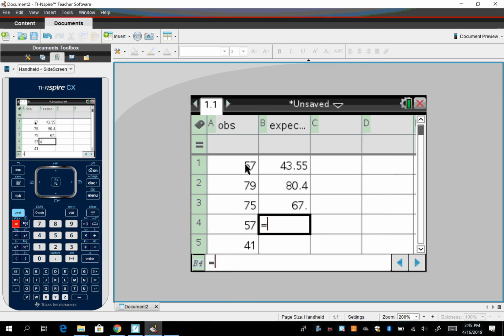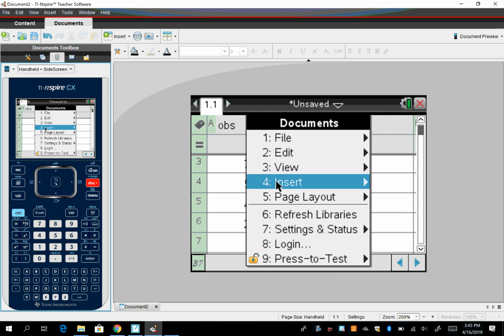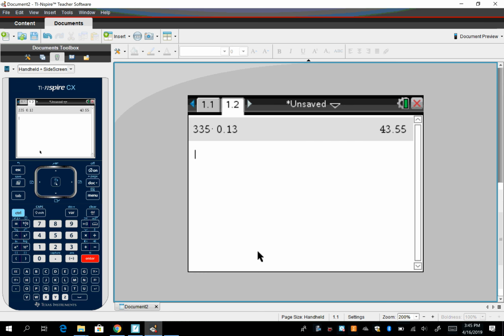Okay, next is green. 335 times 0.16, 335 times 0.14, 335 times 0.13. Now, what some students do is they do this separately on a calculator page, and then they go to this and type in what they did. I'll show you. Doc, insert, calculator. They do the math separately, like 335 times point, kind of like what we did, and then write it down and plug it in. Doesn't matter. Whatever you want.